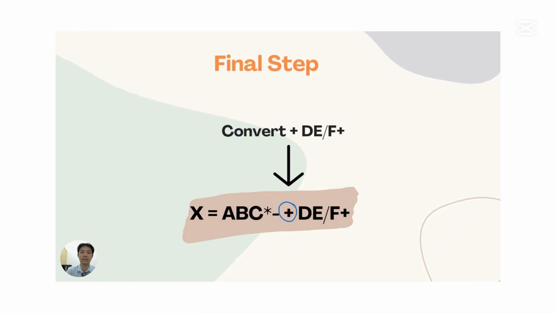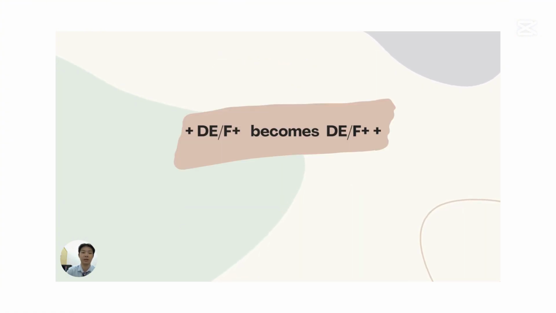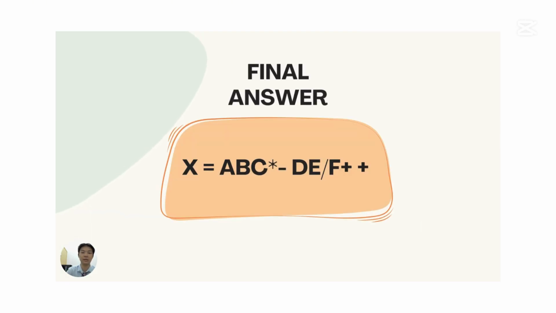For the final step, we need to convert plus de divide f plus, and this becomes de divide f plus plus. After that, we get the final answer, which is x equals abc multiply minus de divide f plus plus.